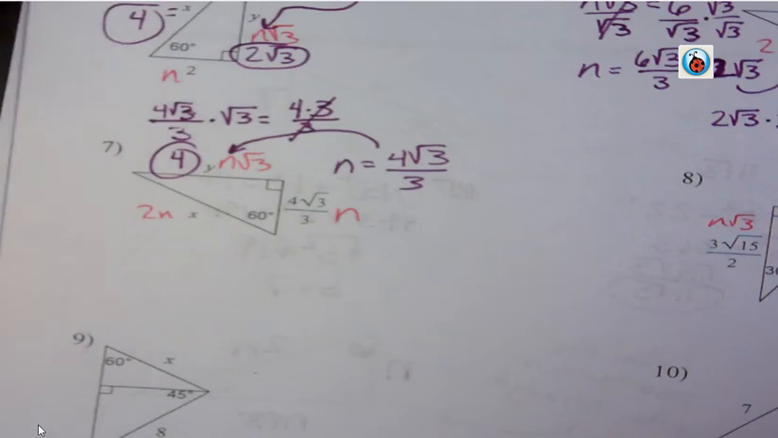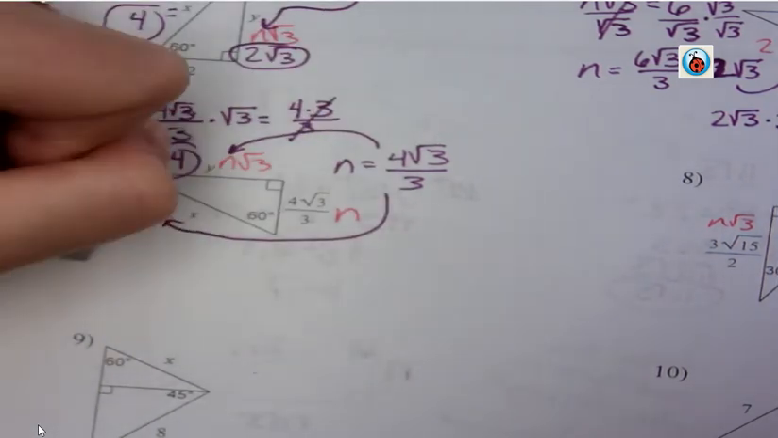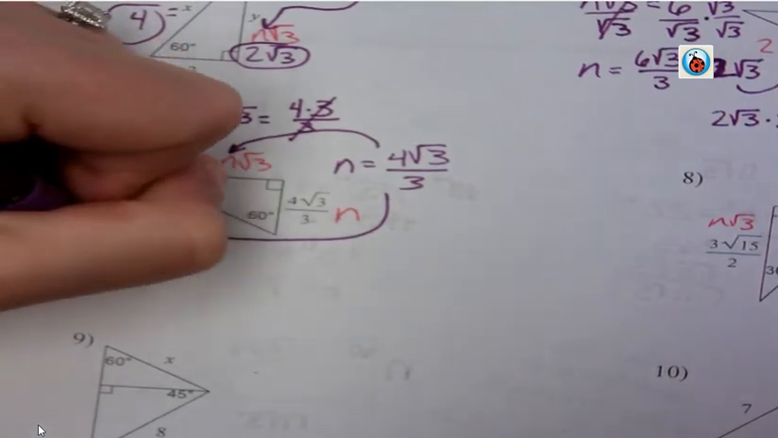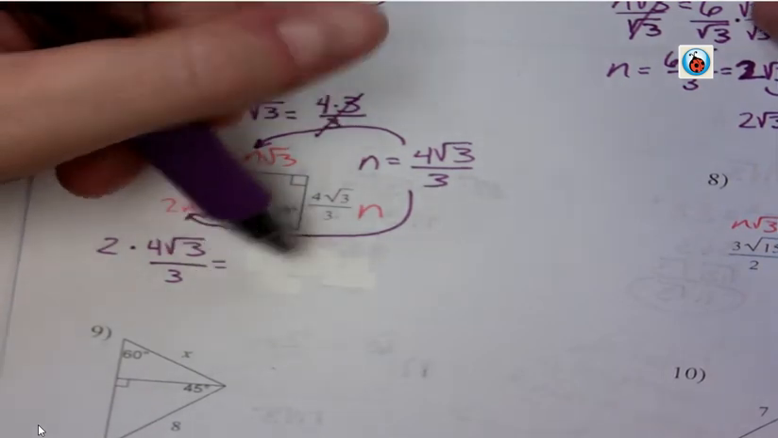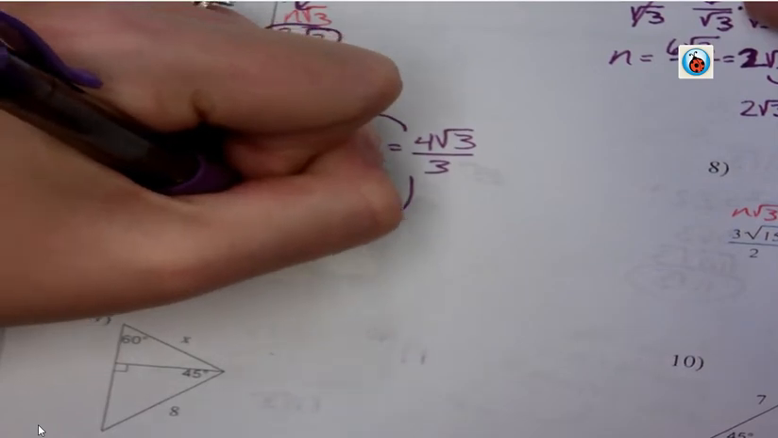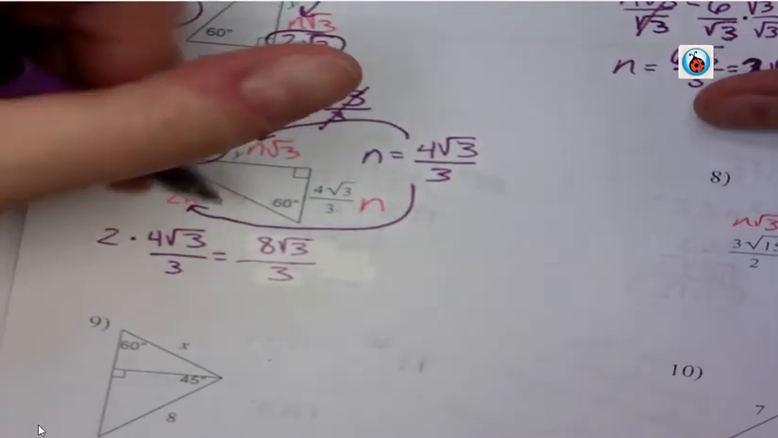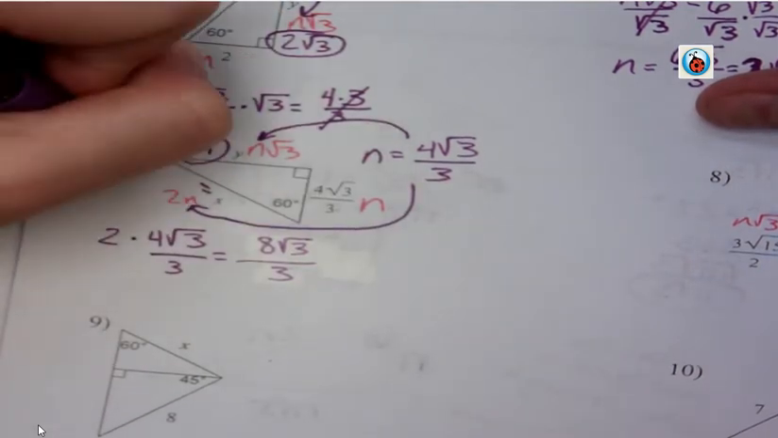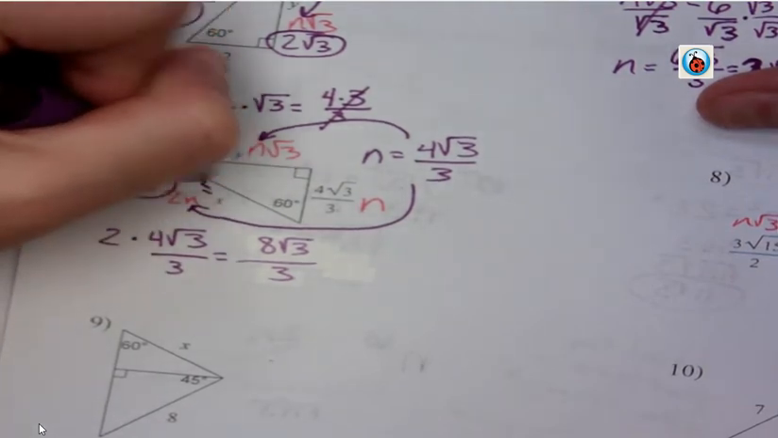Okay? And now we take n, plug it in there. So you have 2 times 4 root 3 over 3. And you see there's more white out, because I messed up again, because I can't multiply 2 and 4. But that equals 8 root 3 over 3. And then that's what you solve for this side. So x is going to equal that, 8 root 3 over 3. And that's the length of the hypotenuse right here.